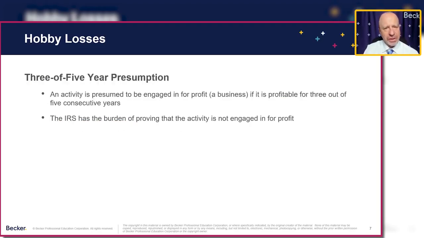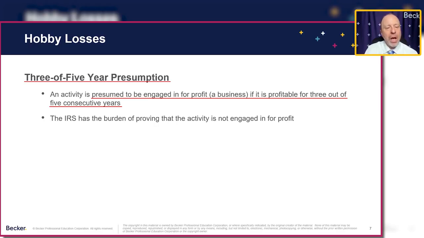Now, here's another thing that they'll look at, the 3 of 5 year presumption. Now, what is a 3 of 5 year presumption? Well, an activity for profit is presumed to be engaged for profit like a business if it's profitable 3 out of the last 5 years. So that's a great fact right there. If you can say, hey, we've been profitable 3 out of the last 5 years, that's more in line with what a business is. Now, maybe you're not profitable 3 out of 5 years.